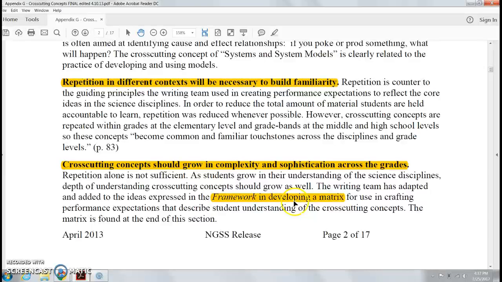So you'll see on the matrix, which is what I like to look at in particular, toward the end of the document, that the matrix gives a good view of how the cross-cutting concepts are changing and progressing as you go from a kindergartner looking at the cross-cutting concepts as opposed to a 12th grader looking at those same cross-cutting concepts.